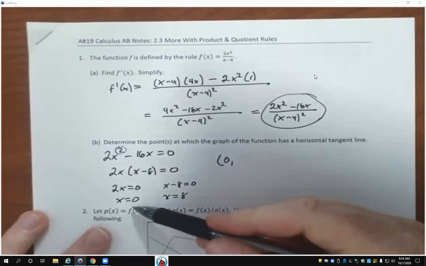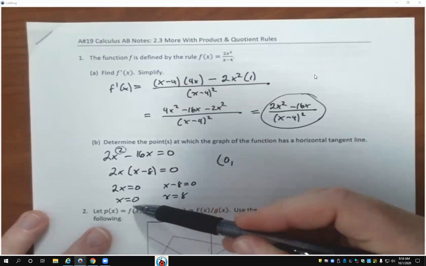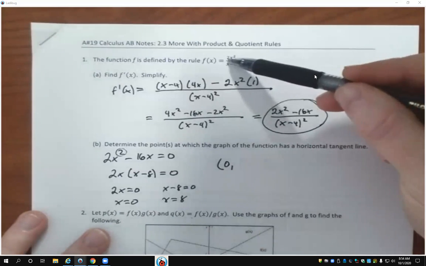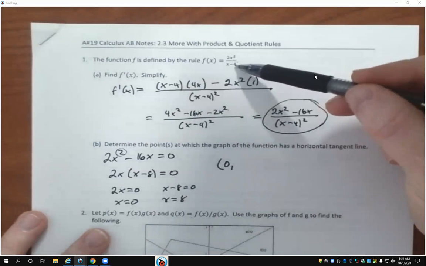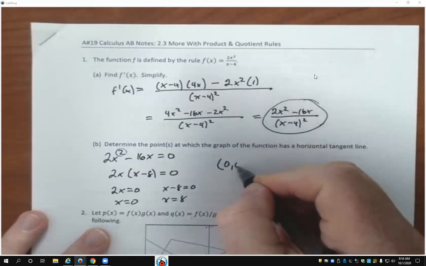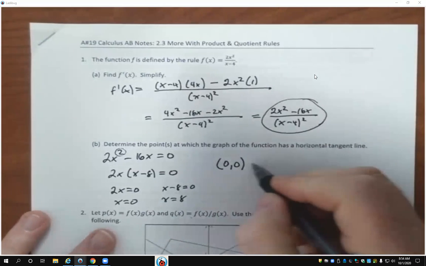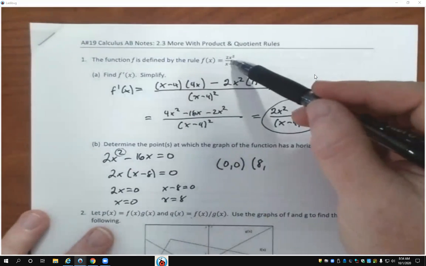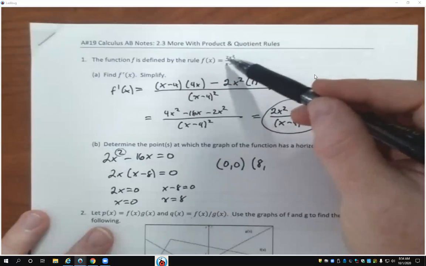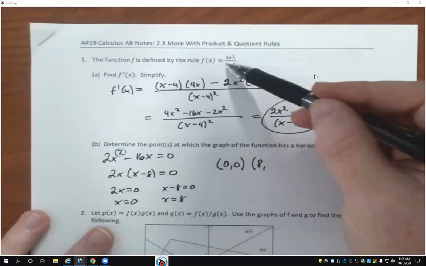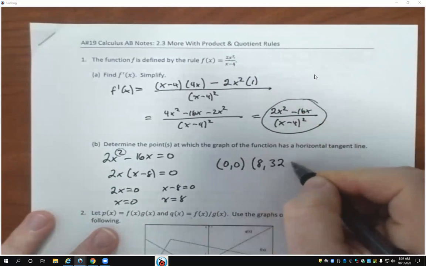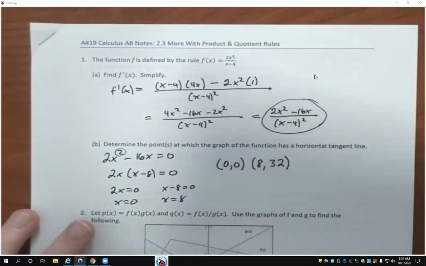So one place is when x is 0. I'm going to take that 0 and plug it back into my original. 2 times 0 squared is 0. 2 times 0 is 0. 0 minus 4 is negative 4, but 0 divided by negative 4 is 0. That's one point. The other point is when x is equal to 8. 8 squared is 64. 64 times 2 is 128. 8 minus 4 is 4. And 128 divided by 4 would be 32. So those are the two points where I have a horizontal tangent line.